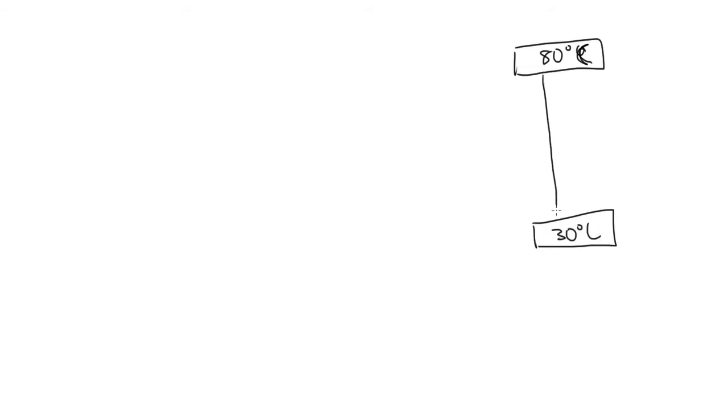Okay, let's sketch the diagram for this problem. We've got a hot end at 80 degrees C. We've got a cold end down here at 30 degrees C. We've got a metal bar. This part up the top is formed of gold. This part down the bottom is formed of silver. We're asked what's the temperature here at the junction between them.